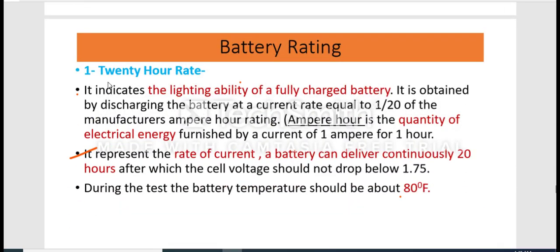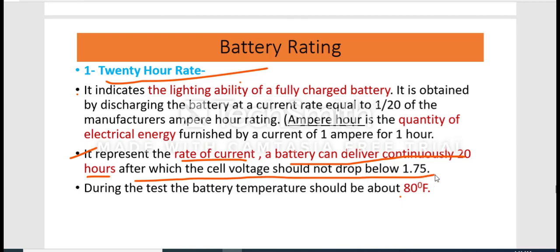So first is 20-hour rating. 20-hour rating is nothing but it represents the rate of current a battery can deliver continuously for 20 hours, after which the cell voltage should not drop below 1.75. So 20-hour rate indicates the lighting ability of a fully charged battery, and this test is carried out at a temperature of 80 degree Fahrenheit.